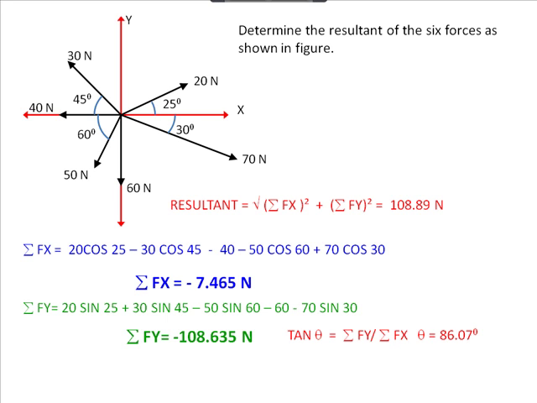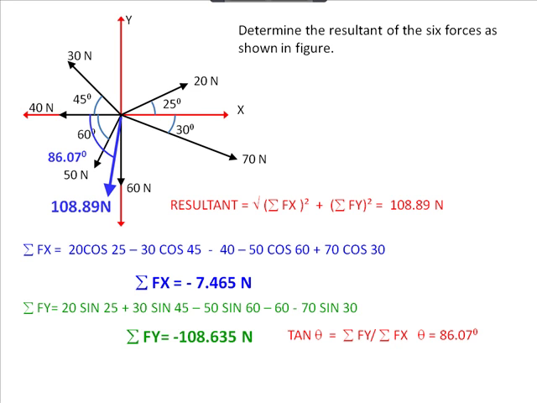And if you want angle of inclination, all you do is do sigma fy by sigma fx. That will be tan theta. Take tan inverse and you will get the angle, which in this case comes 86.07 degree. But merely leaving answer like this is not enough. We need to show it on the figure. And if I try to draw it on the figure, it will look like this. 108.89 at 86.07 degree in the third quadrant.